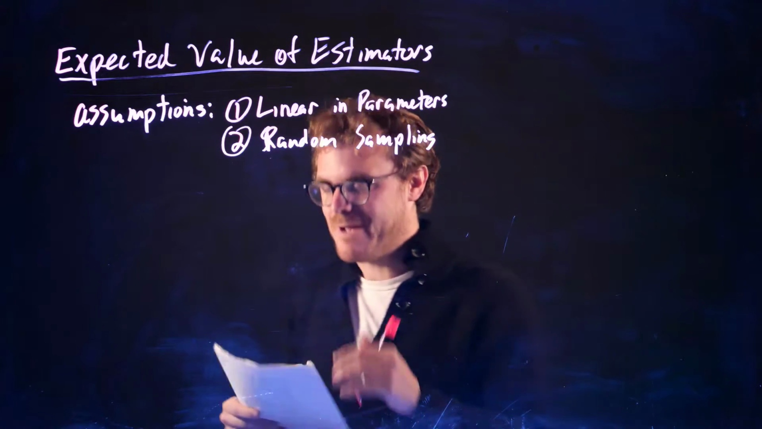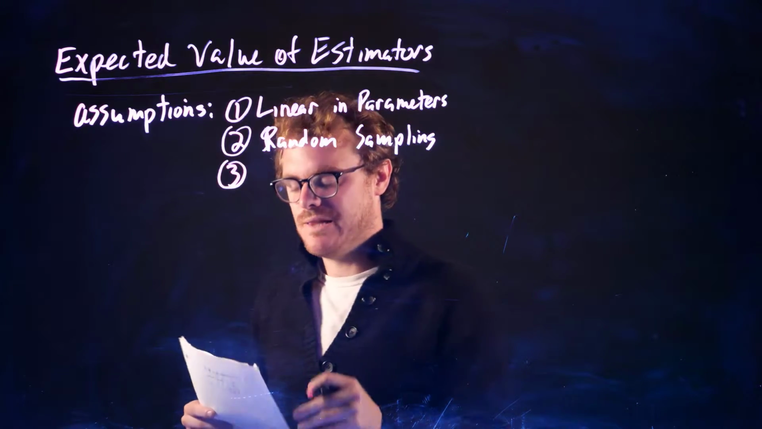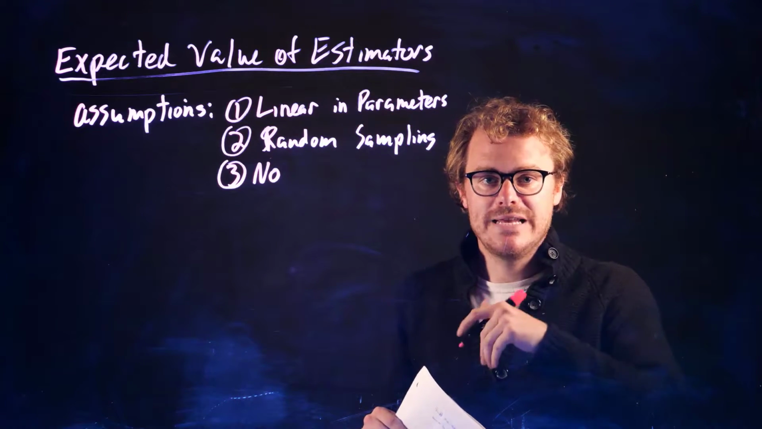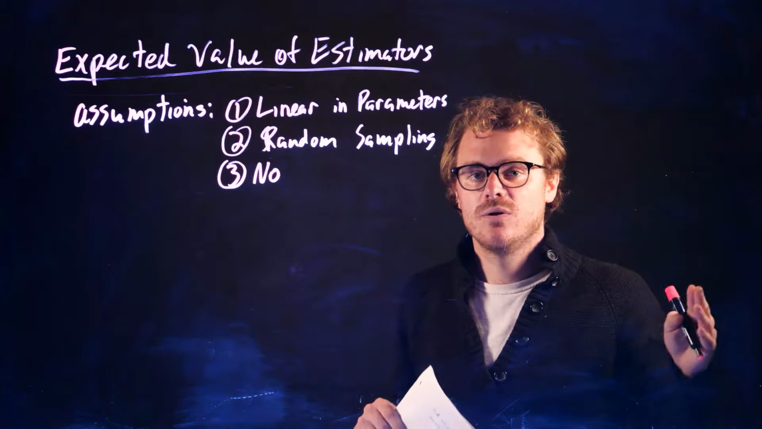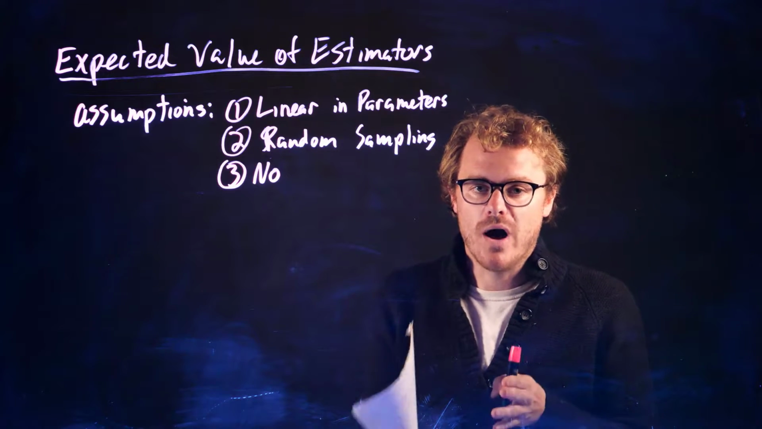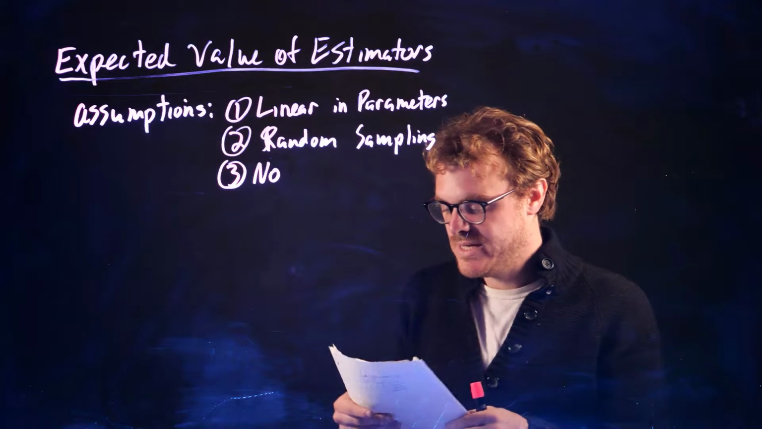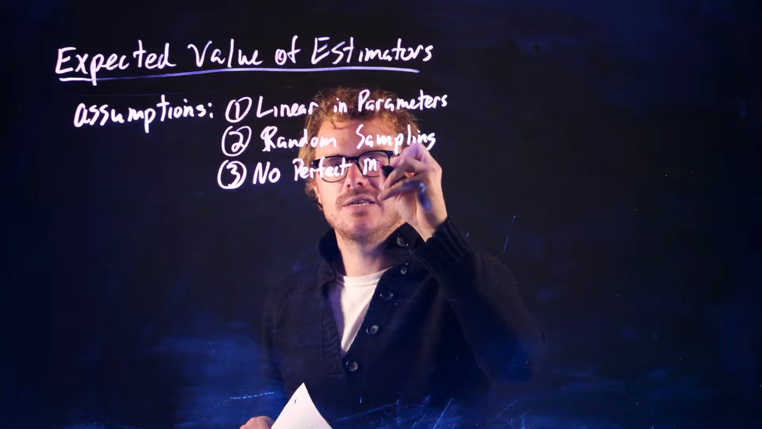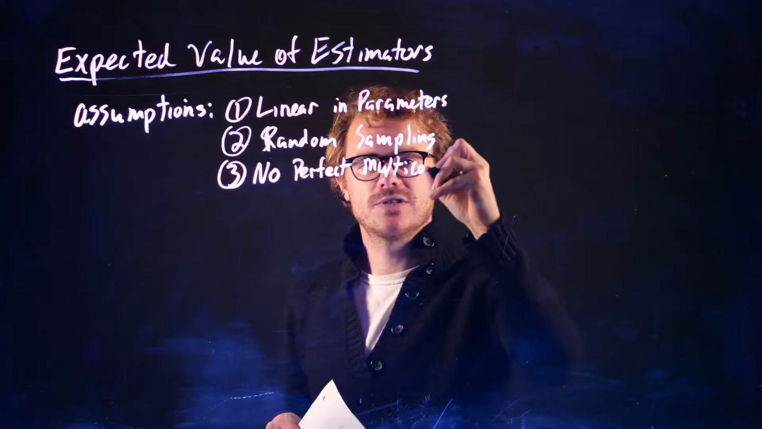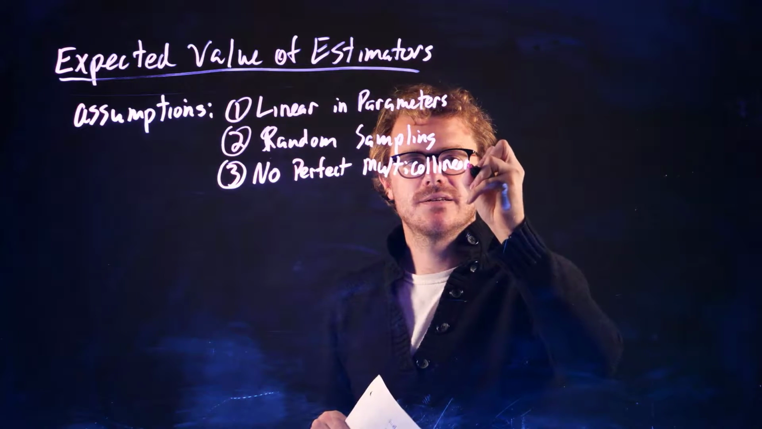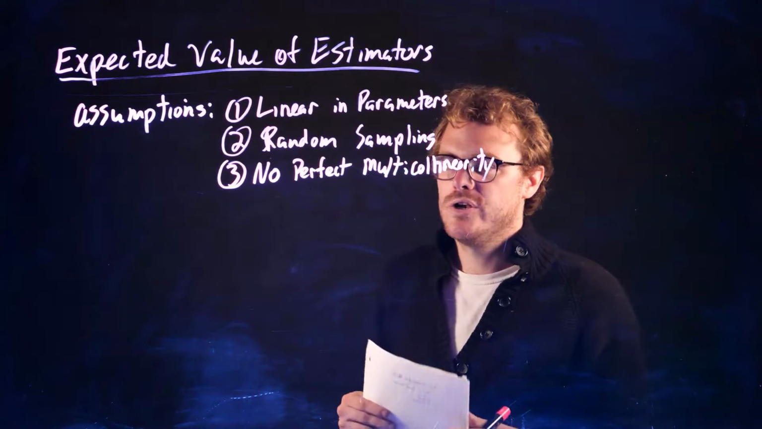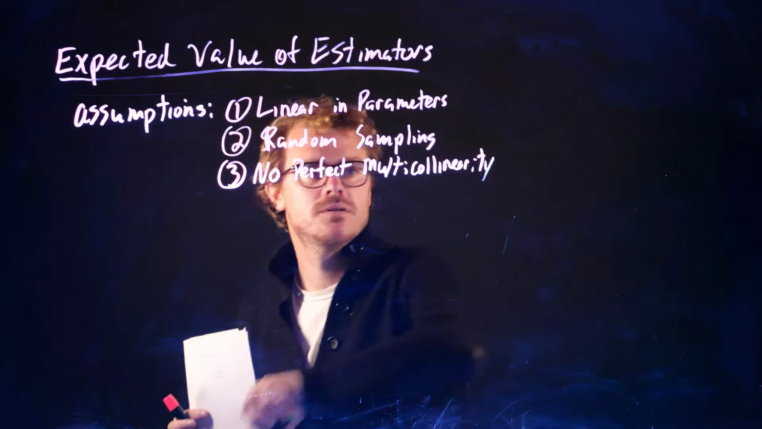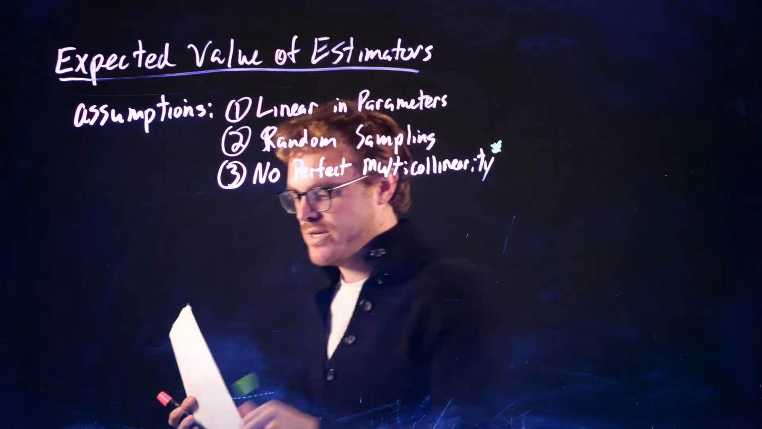Okay, the third one is going to be a little bit different than what we saw before. Before we needed some variation in x. We couldn't just have one value for our one independent variable. We're changing that assumption now to no perfect multicollinearity. And we'll have to talk about what that means in a second. I know it's a mouthful. No perfect multicollinearity. We need to talk about this. This is new.